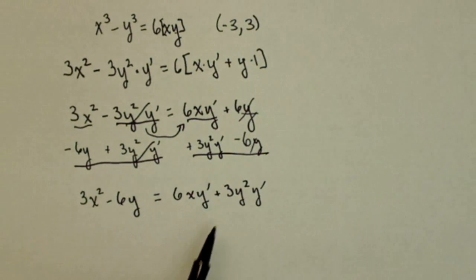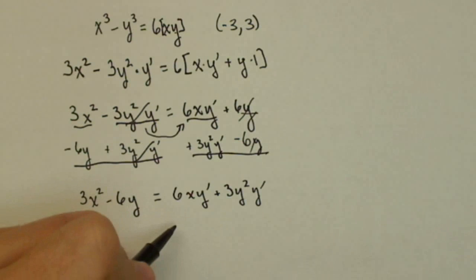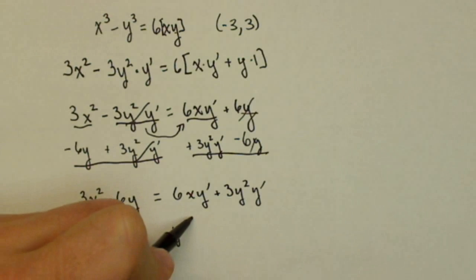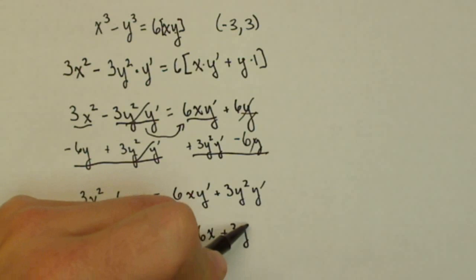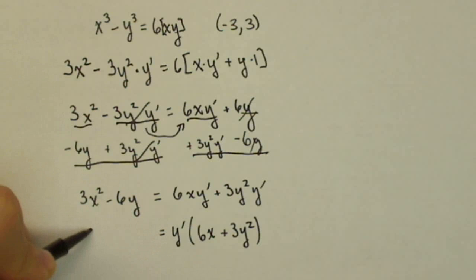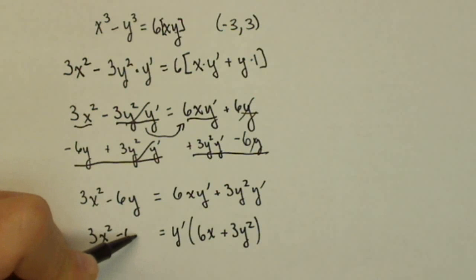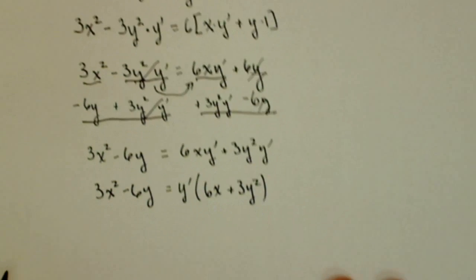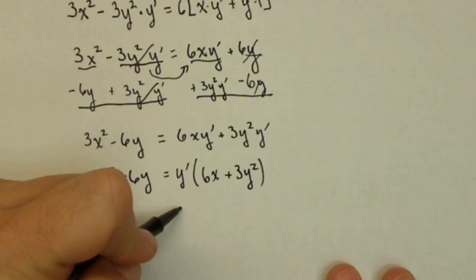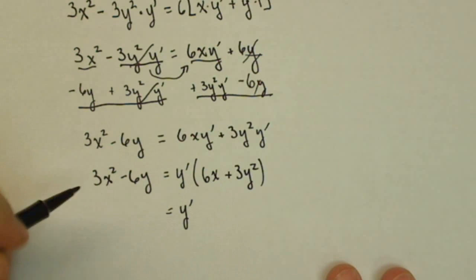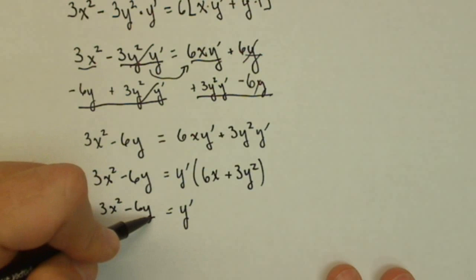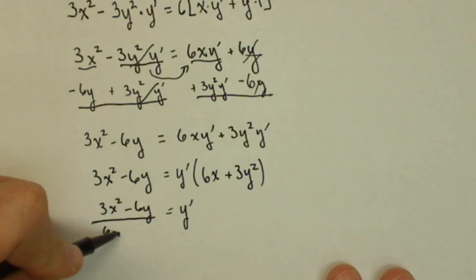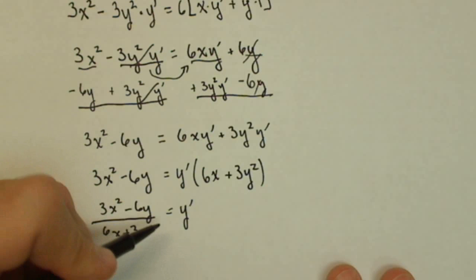Here's why this works so well. Both terms on the right-hand side have a y prime in them. I can factor that out. y prime times (6x plus 3y squared) equals 3x squared minus 6y. And finally, to solve explicitly for y prime, I divide: y prime equals (3x squared minus 6y) over (6x plus 3y squared).